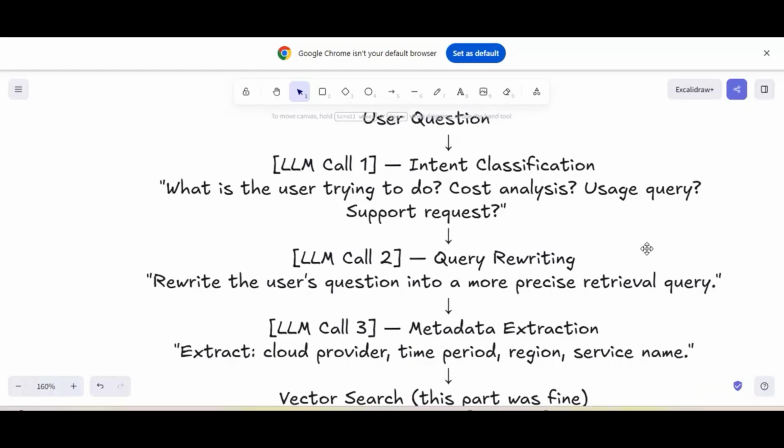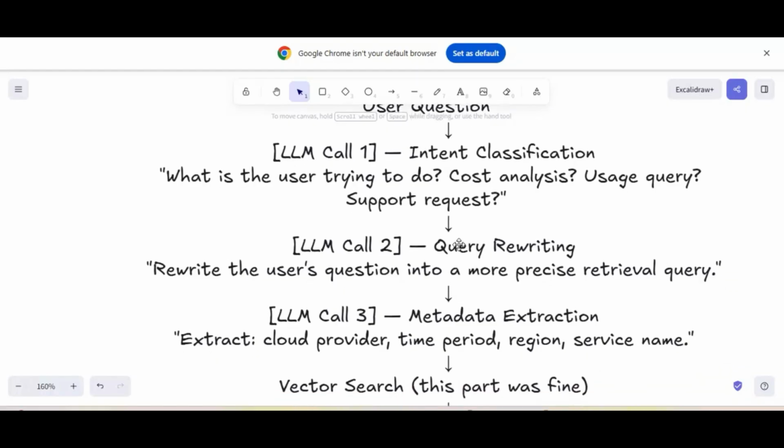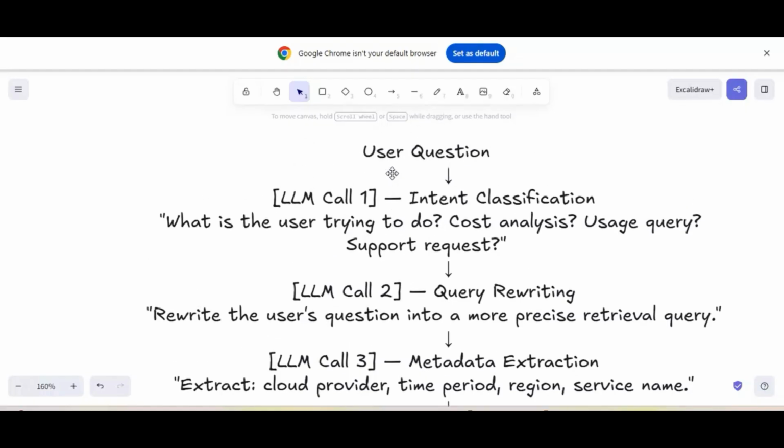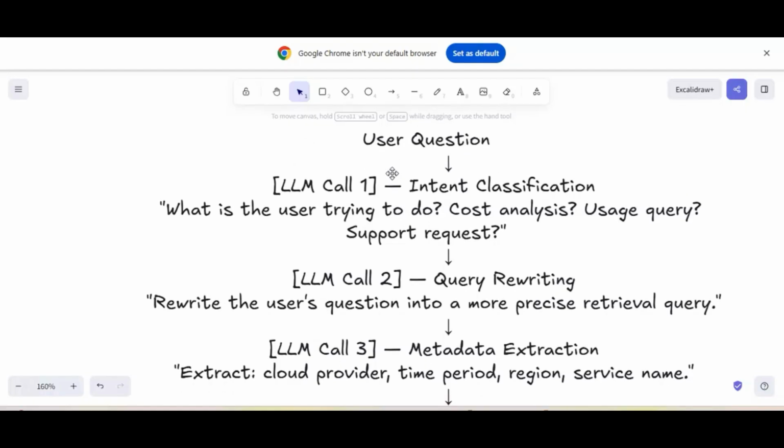The user query comes in. The first LLM call that happens is intent classification. For example, when users come, there are multiple types of personas. Being an internal chatbot system, the persona can be the CFO or the CTO, or from sales, marketing, finance or customer support.